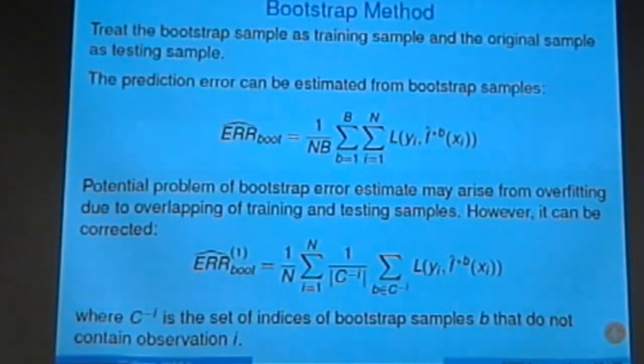Keep the IDs of the observations in the bootstrap sample. When you try to evaluate the validated error, you just remove all the overlapping observations and fit the error on the rest. Here, C minus i is the set of indices of bootstrap samples B that do not contain observation i. Once an observation is used in the bootstrap sample, you exclude it from the test sample when you evaluate.